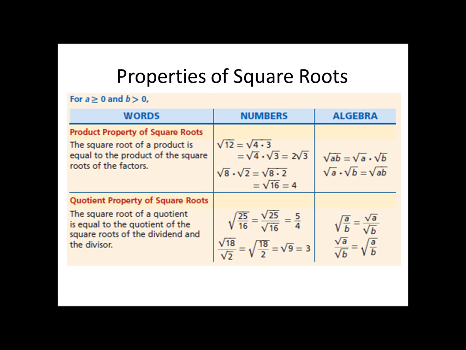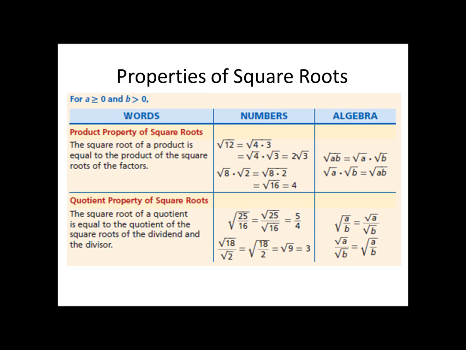So the square root of 12, well, we can take the square root of 4, we can take the square root of 3 and multiply those together. Now the reason we chose 4 and 3 rather than say 2 and 6, well, the square root of 4 works out nicely. It's one of those perfect squares. So we choose the factor that's going to be beneficial to us.